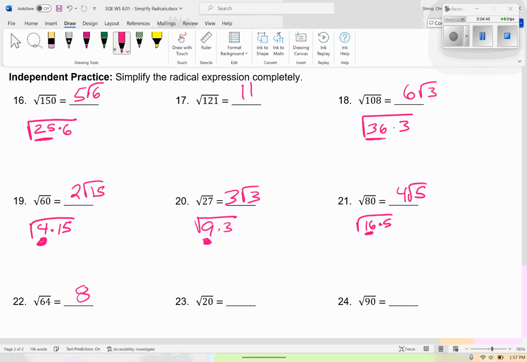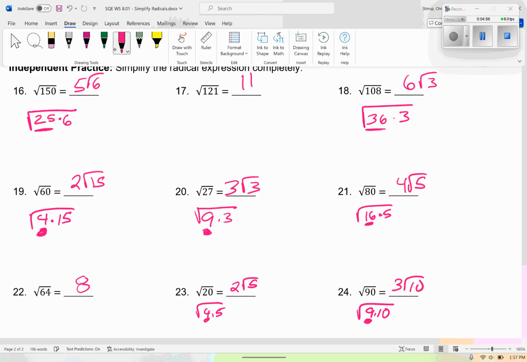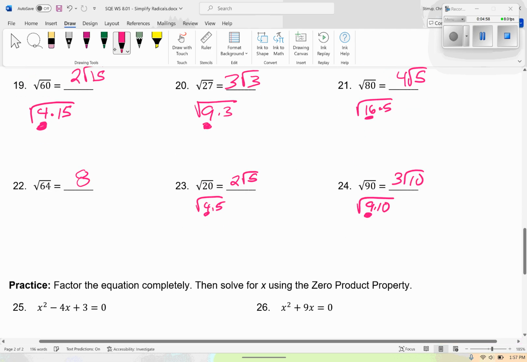What about 20? 4 times 5. 4 is the perfect square. Square root of 4 is? 2, so 2 root 5. What about 90? 9 times 10. Square root of 9 is? Okay, you starting to see how these work?